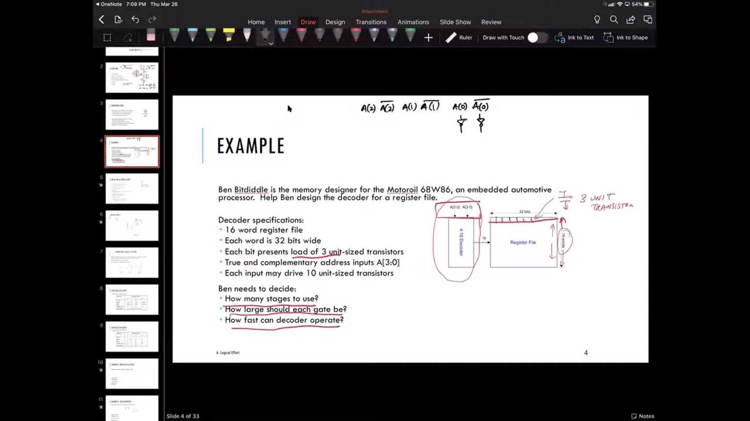These are the input addresses. It says the inputs are the true and complement addresses of the input. So that's why I've got all these guys here. So A3 bar and A3. Each one of these, we would buffer them. So I'm trying to draw the decoder here at a high level, and you would run these down.